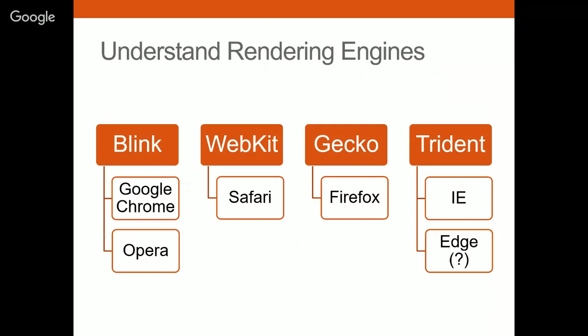So the key takeaway here is that if you manage to get, let's say, for example, your website or your web application running in Google Chrome, this means that the website will, for once, work in other browsers that are based on the rendering engine Blink.